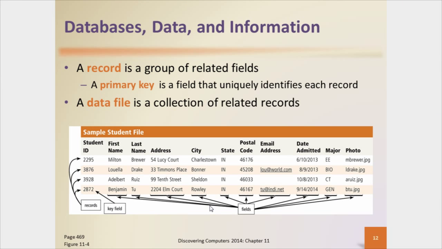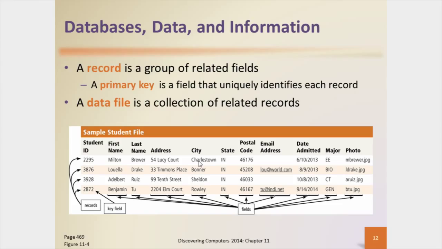Moving above the field level, we start to combine multiple fields that are related to each other, and it becomes a record. In this particular case, for student ID 2295, related to that student ID is that student's first name, last name, address, city, state, etc. All those are related fields, and therefore that represents a single record.